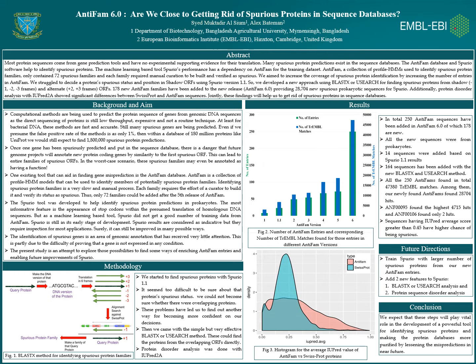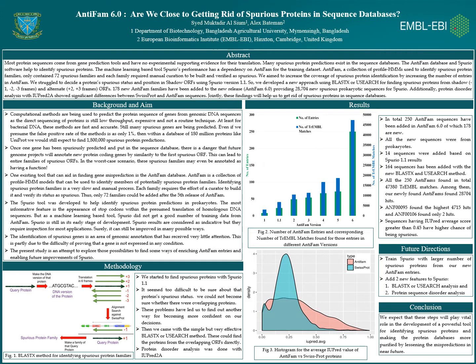AntiFam is a collection of profile hidden Markov models that can be used to identify members of potentially spurious protein families. However, till now the AntiFam approach does not scale well because identifying spurious protein families is a very slow and manual process, and each family requires the effort of a curator to build it and verify its status as spurious. Thus, only 72 families could be added after the fifth release of AntiFam in almost 8 long years.